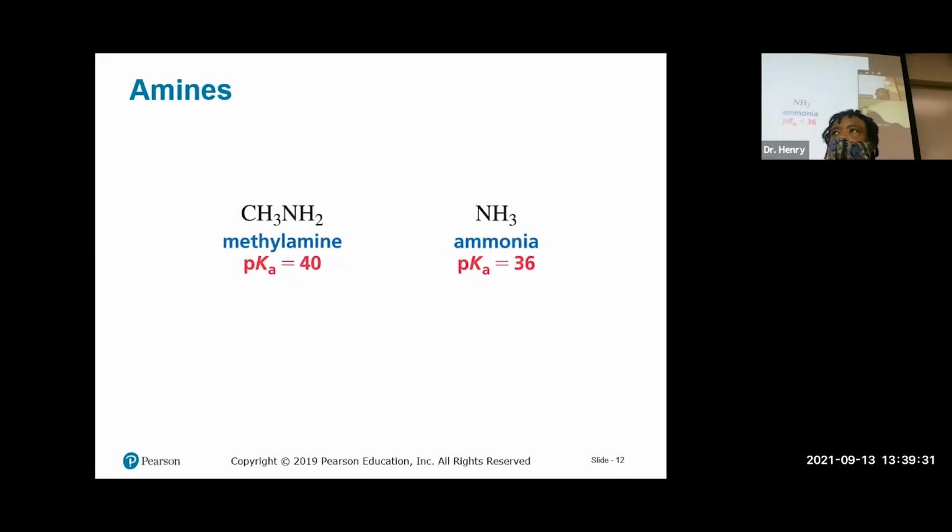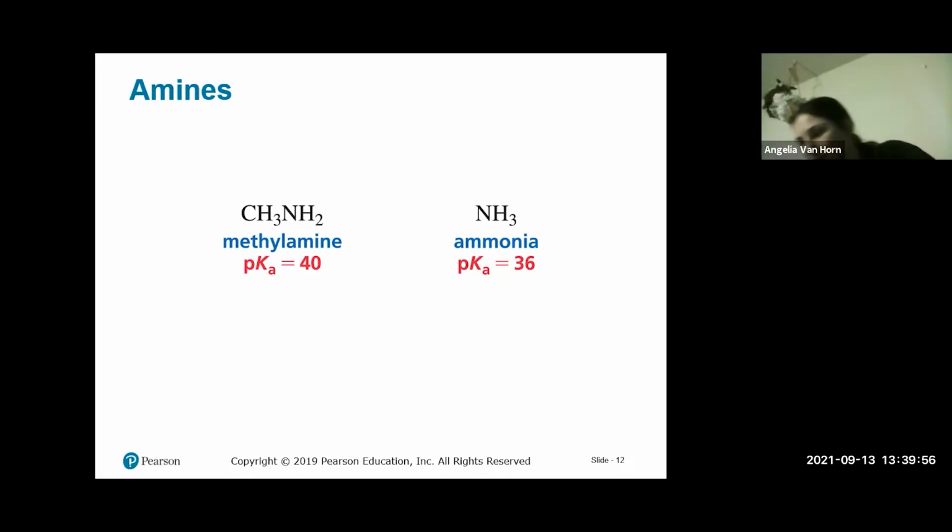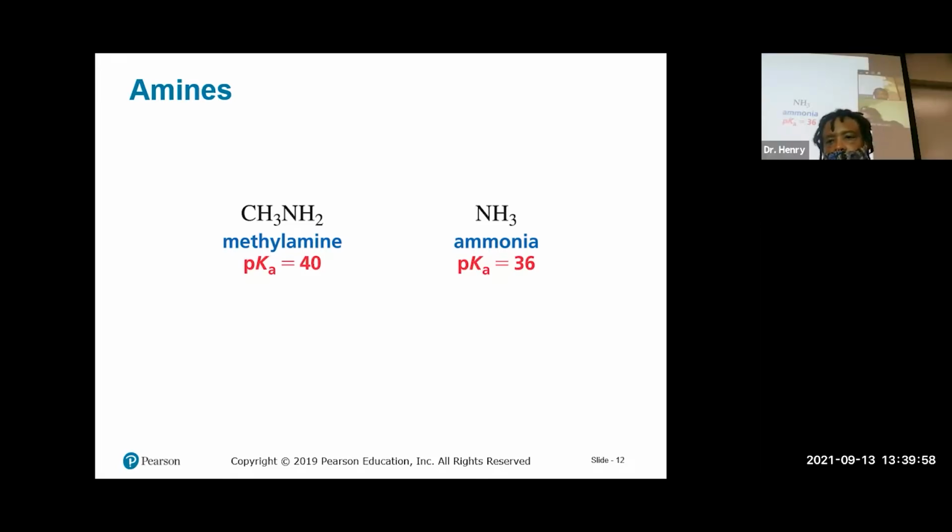Okay, what about these amines? This is methylamine, and this is ammonia. We know that ammonia is a base. So methylamine, we would assume would be a base, especially since the pKa is 40, greater than that of ammonia. So we know that's definitely a base.